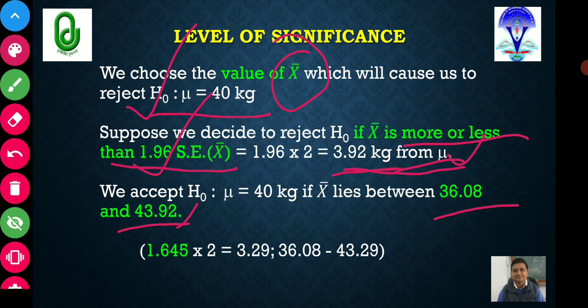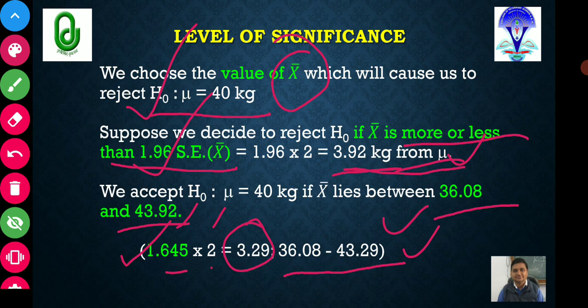Similarly, instead of 1.96, if we are taking 1.645, in that case 1.645 into 2, the standard error, will come around 3.29, and the range will be 36.08 to 43.29. So the acceptance range will be between 36.08 and 43.29.